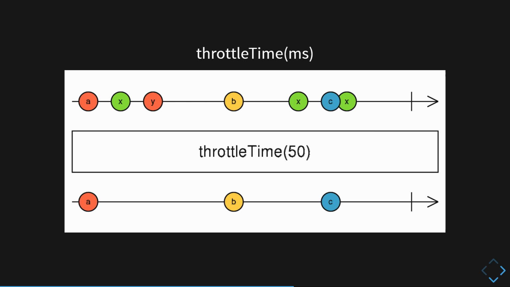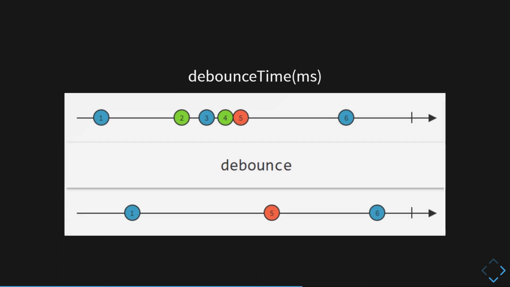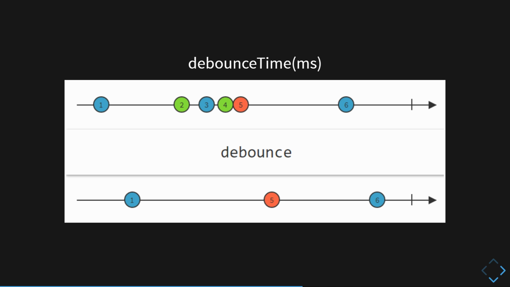Then we have throttleTime, which limits the amount of events that are allowed to pass through each time that you specify, for example 50 milliseconds, which in this example allows A to pass. Then there's a lockdown period of 50 milliseconds, which disallows X and Y from passing, and then allows B because enough time has elapsed since the A event, and so forth.